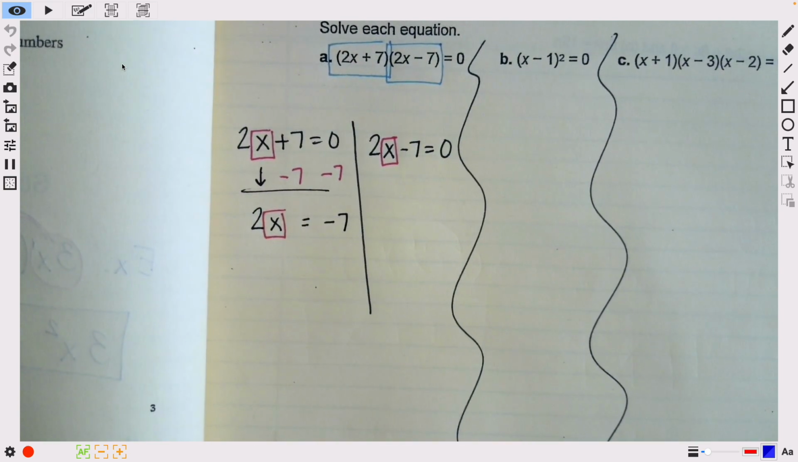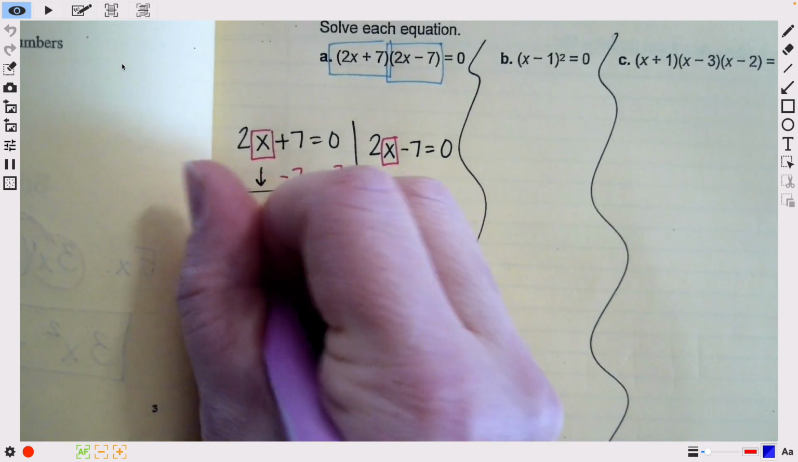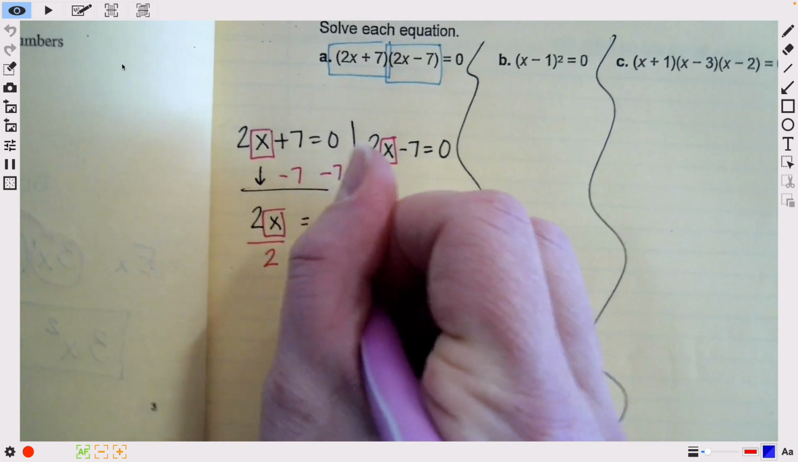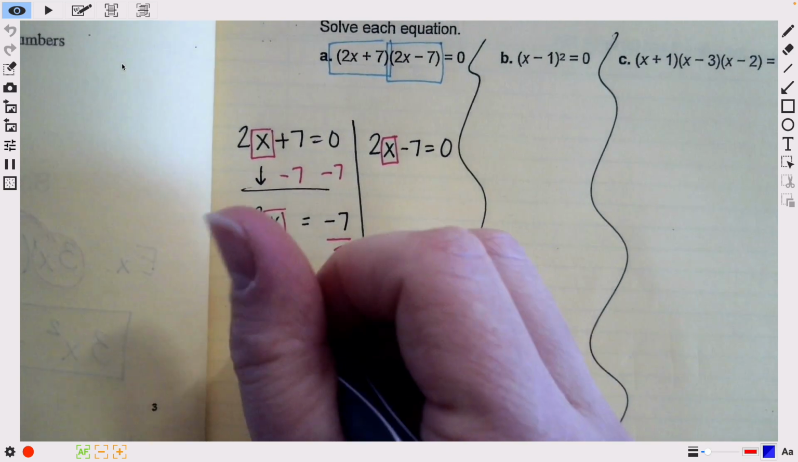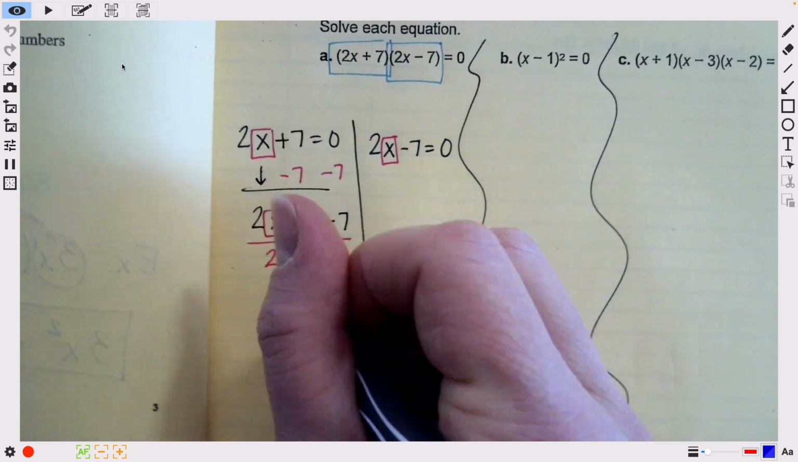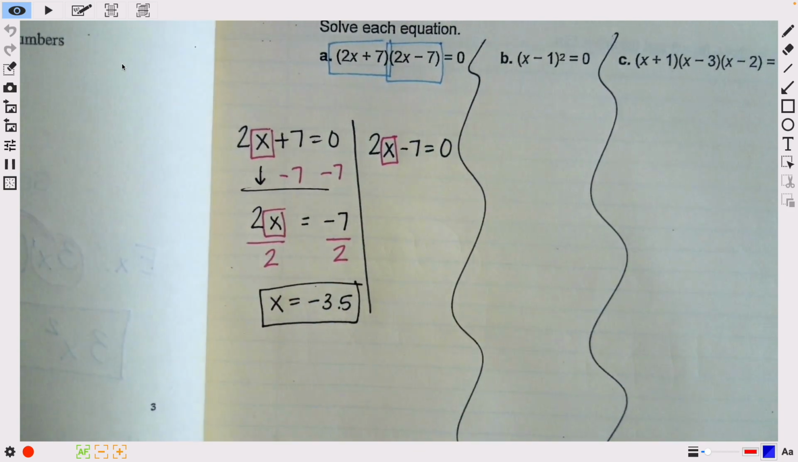Richard, go ahead. Good. So when we divide by 2, he's exactly right. And thank you, those of you that picked up your calculator and you chose to double check that. Thank you for doing that. But it does equal negative 3.5. Or if you'd rather leave it in a fraction form, sure, go for it.